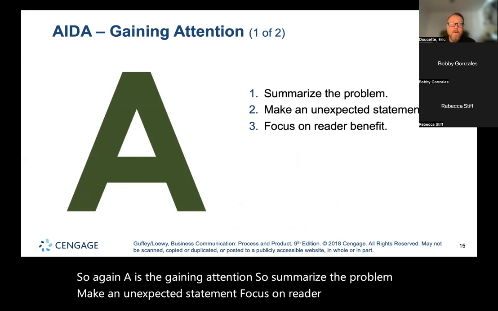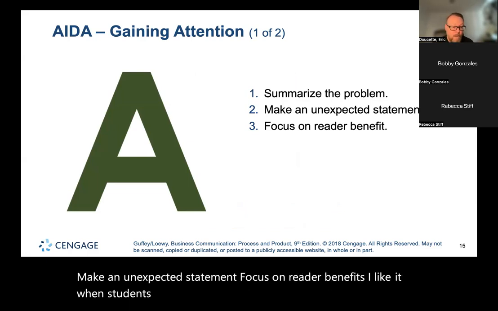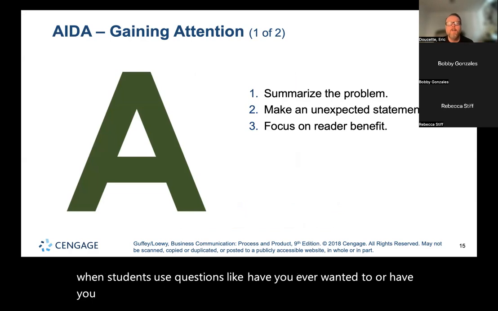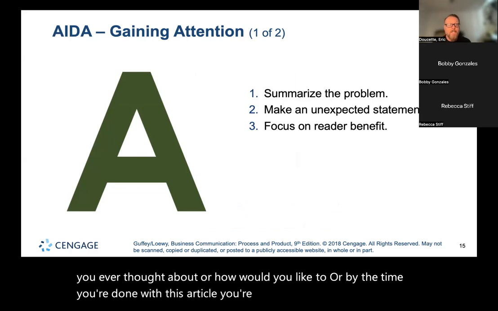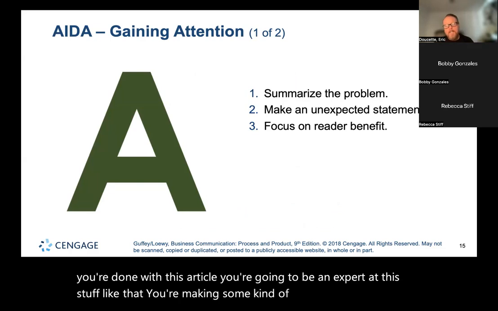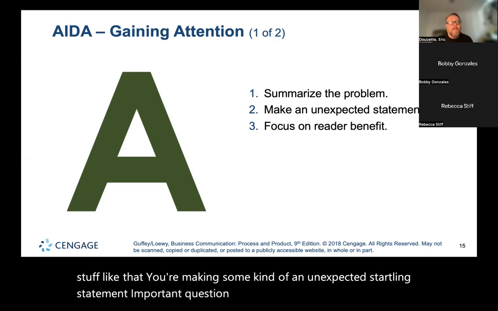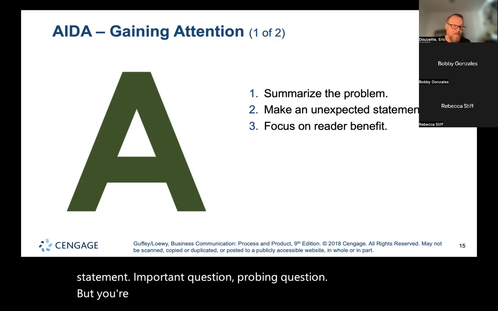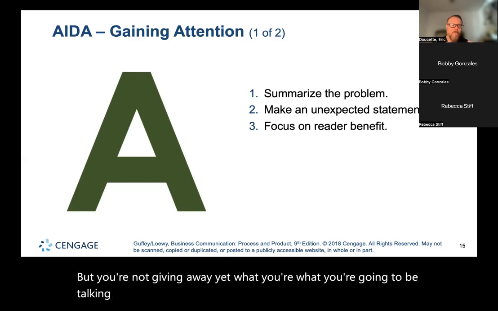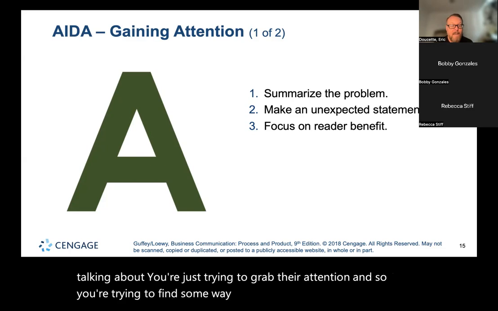I like it when students use questions like, have you ever wanted to, or have you ever thought about, or, well, how would you like to, or by the time you're done with this article, you're going to be an expert at this, stuff like that. You're making some kind of an unexpected, startling statement, important question, probing question, but you're not giving away yet what you're going to be talking about. You're just trying to grab their attention. And so you're trying to find some way of doing that will make them want to continue reading.